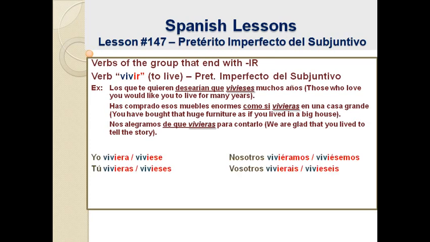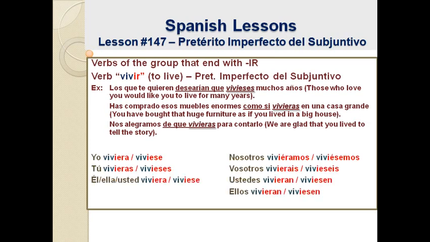So let's conjugate the verb vivir. Yo viviera. Yo viviese. Tú vivieras. Tú vivieses. Él viviera. Or ella viviera. Or usted viviera. Viviese. Or ella viviese. Usted viviese.